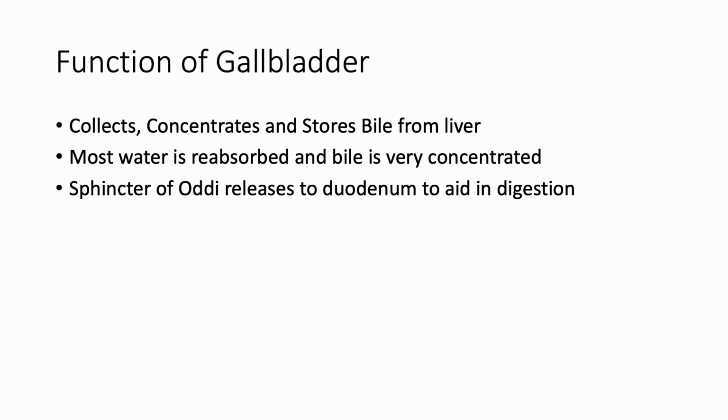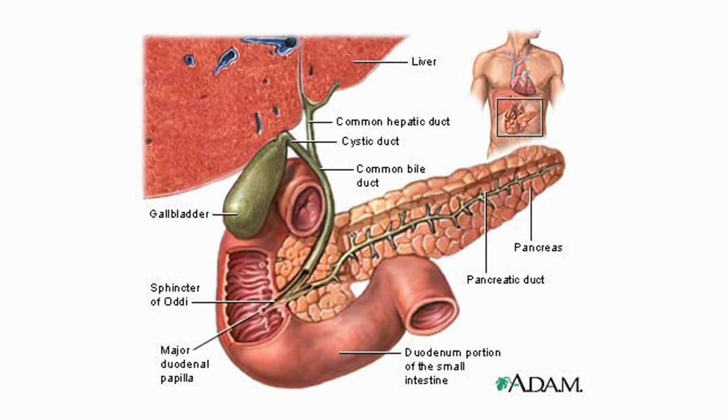As we eat and our food goes through our duodenum, it signals our gallbladder that we need some aid in digestion. The bile comes down through the common bile duct and is released from the sphincter of Oddi. Our gallbladder will contract, and the sphincter of Oddi opens up and releases the bile into the duodenum to help in our digestion. Here's just a picture. You can see the gallbladder there, the common bile duct, and right down through the sphincter of Oddi.